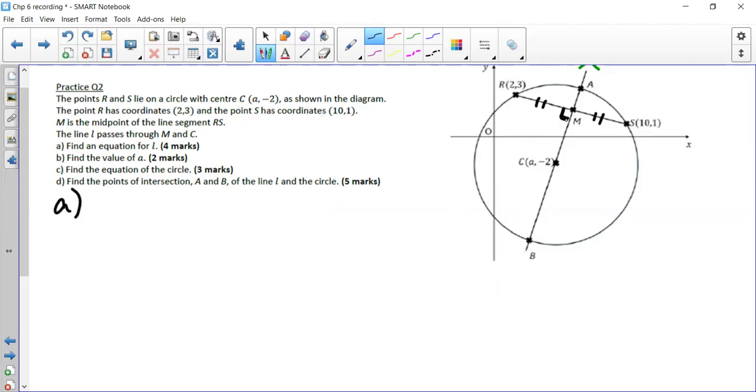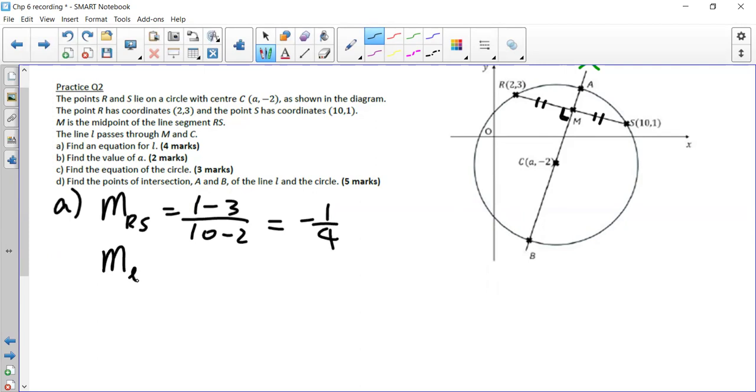So what do we know? The gradient. What's the gradient of RS? We can work it out. The gradient of RS is (1 minus 3) over (10 minus 2), which is minus a quarter from the calculator. Therefore, the gradient of L is the negative reciprocal, which is 4.